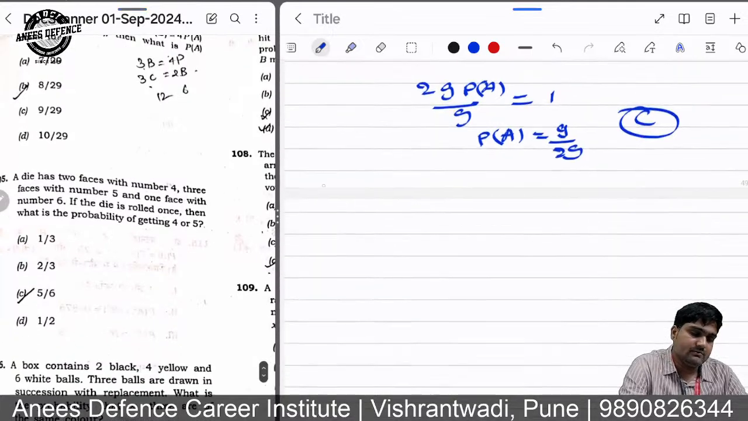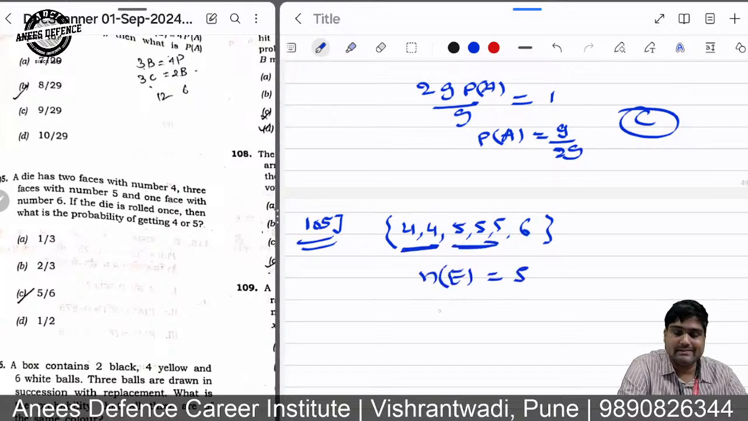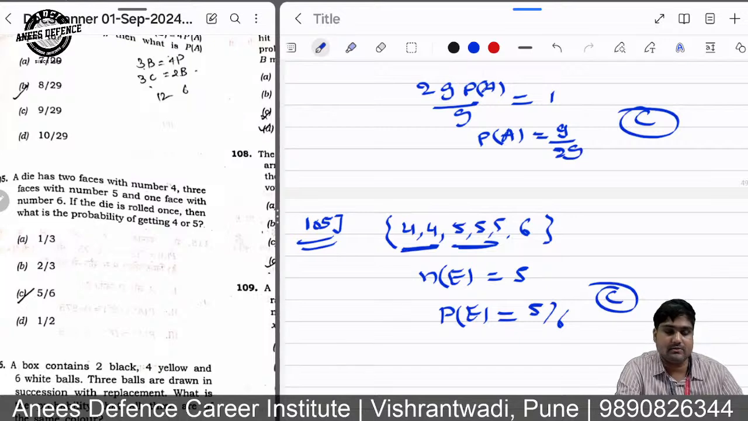Next, question 105. In this question, a die has two faces with the number 4, three faces with 5, and one face is 6. If the die is rolled once, what is the probability of getting 4 or 5? So the favorable outcomes are 5, and the possible outcomes are 6. So the probability of getting 4 or 5 is 5 by 6. So option C is the correct answer for 105.